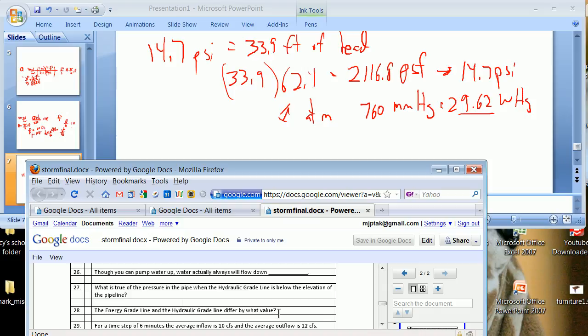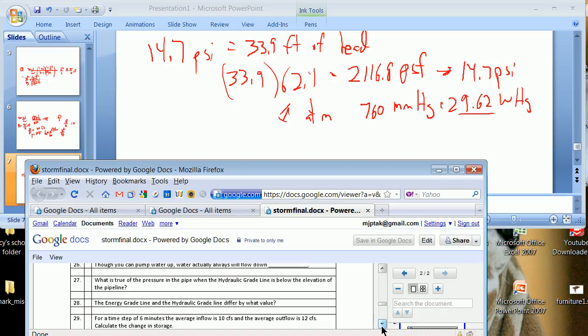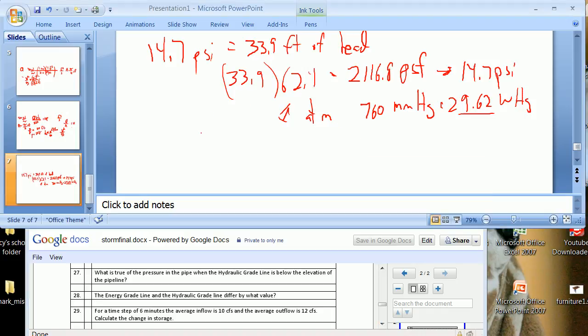The energy grade line and the hydraulic grade line differ by a velocity head, v squared over 2g. Number 29 is not a tough calculation. Someone gives you Q in minus Q out times delta time equals delta S. You just must get your units in the correct units. So when one gives you CFS, minutes are not standard. You will need to put that into seconds, 360 seconds times 2 cubic feet per second to get cubic feet.